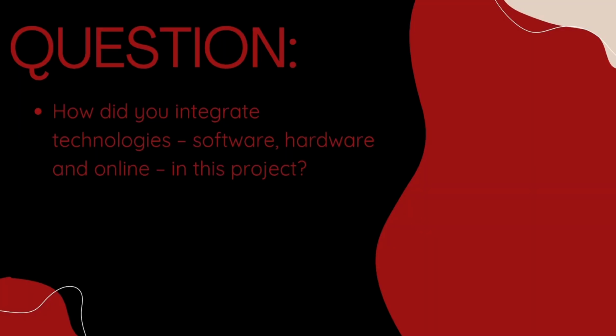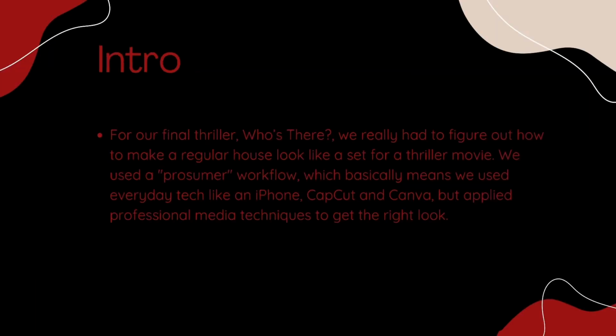Starting off with question number 1, how did you integrate technologies, software, hardware, and online in this project? For our final thriller, Who's There, we really had to figure out how to make a regular house look like a set from a thriller movie. We used a prosumer workflow, which basically means we use everyday tech like an iPhone, CapCut, and Canva, but apply professional media techniques to get the right look.